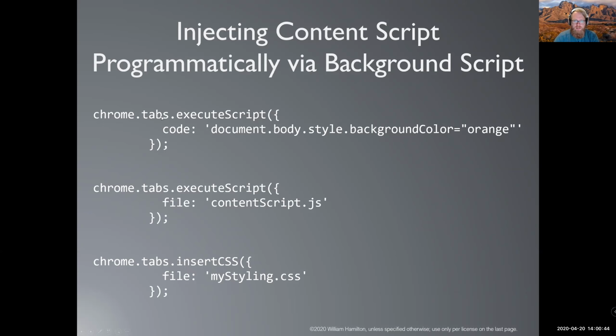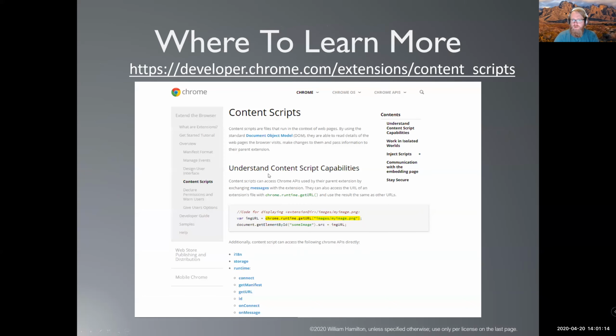So yeah, this way, if you don't always want to run a content script on a page, you can just do it programmatically. Say someone interacted with the pop-up for your browser, the UI, and pressed a button. Then you could use that to generate an event that would inject a content script into a page. If you want to learn more about how content scripts work, you can look at this page here.